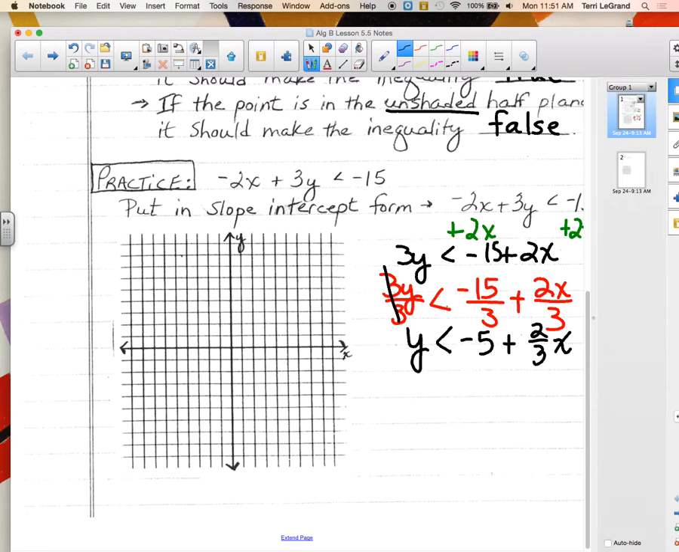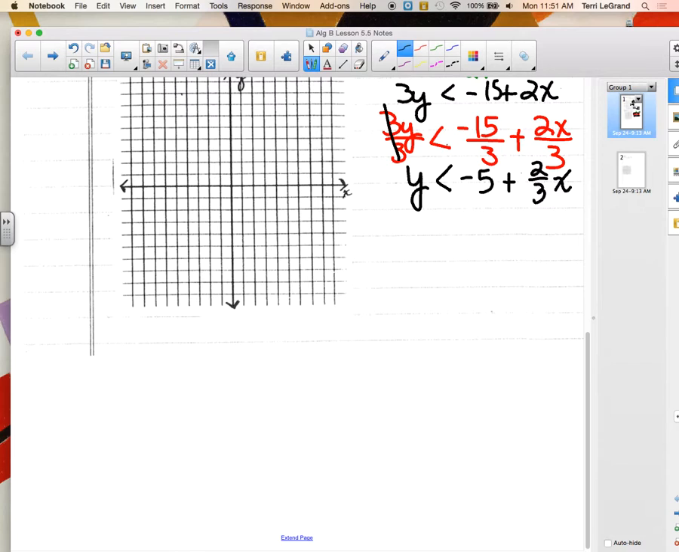Okay, now we're ready to identify our slope and y-intercept. So, what's our b value? What's our m value? Where do we start when we graph? Okay, what is our b value? -5. And our slope is 2/3, which means we can do +2 over +3, or we can do -2 over -3.